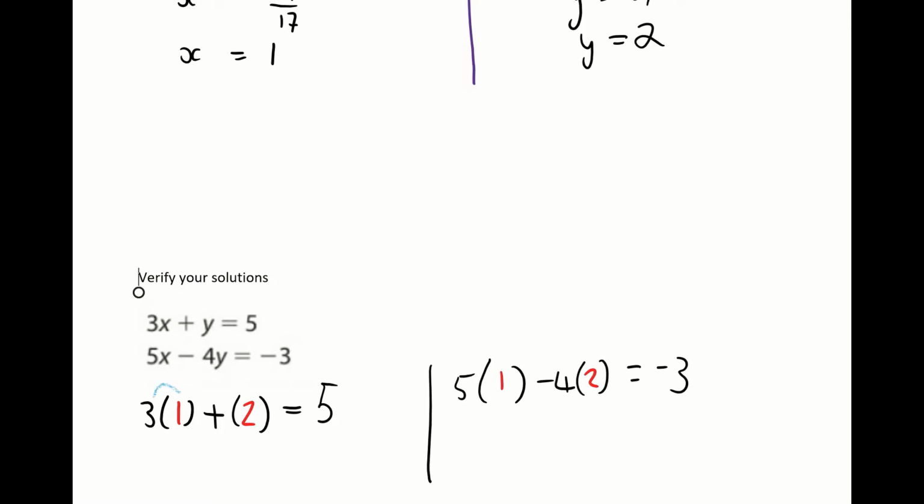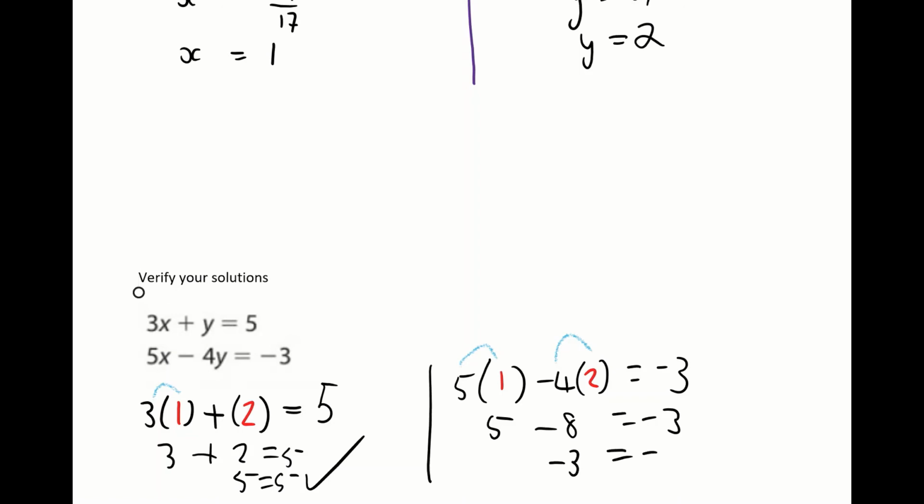Working that out, 3 1s are 3, plus 2 is equal to 5, 5 is equal to 5, so that's correct. So that solution works. And on the right, 5 1s are 5, 4 2s are -8. And when we take 5 take away 8, we get -3 is equal to -3, so they work. So you should always get the same answer when you let them equal to each other. So that shows that they are solutions.